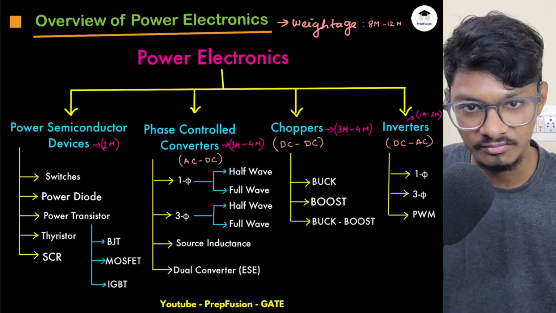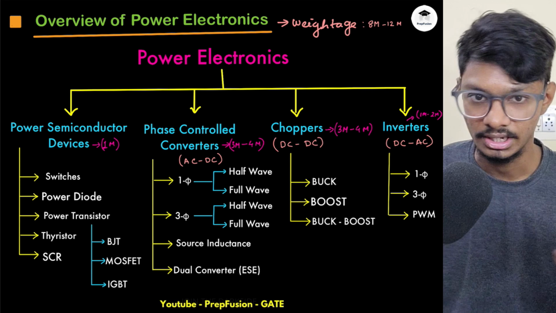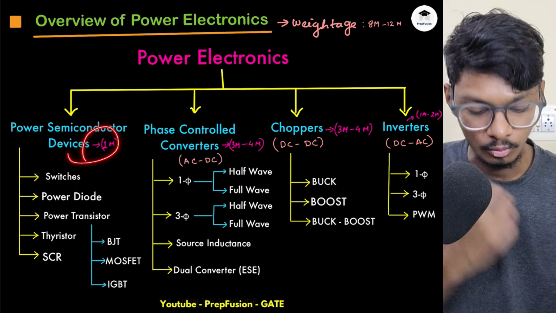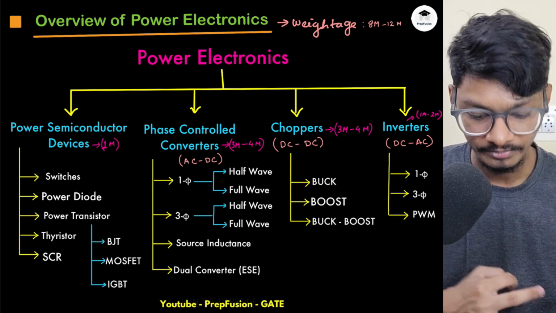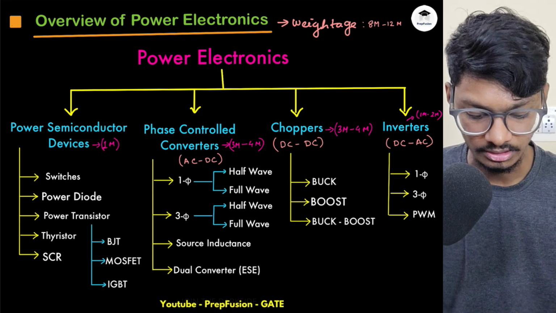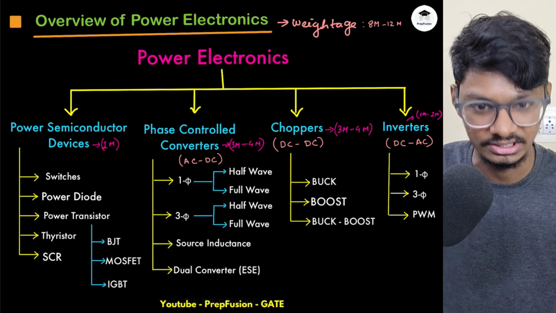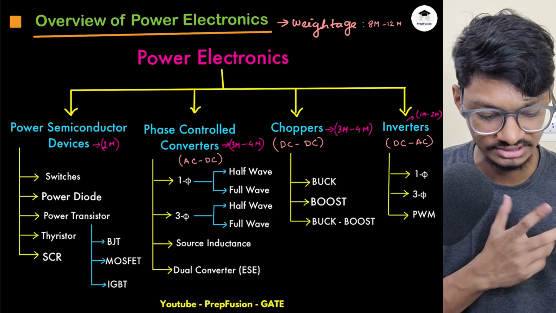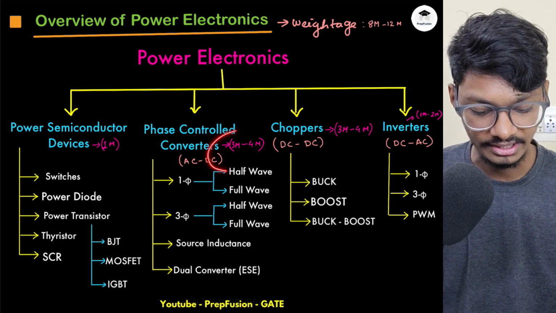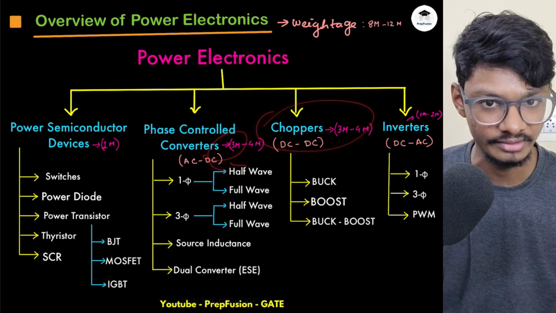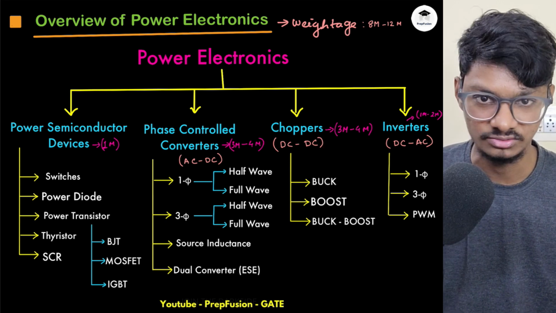Their weightage is written here. These are tentative marks. Obviously they can ask from anything, but this is the most expected. From the first chapter it can be 1 mark, or they can ask for 2 marks as well. From the second chapter, which is a very important chapter, they can ask 3 to 4 marks, and choppers is also very important, 3 to 4 marks, and inverters is 1 to 2 marks.